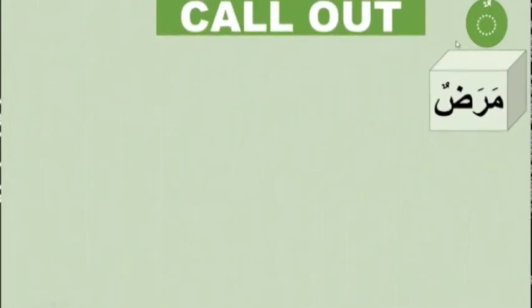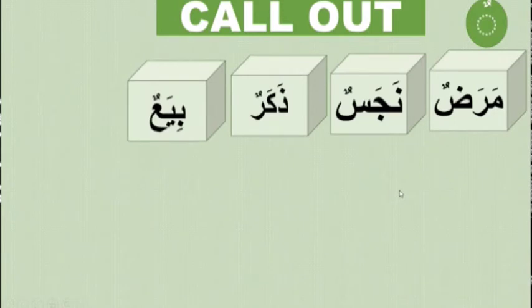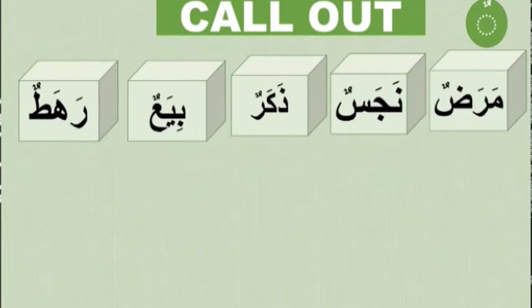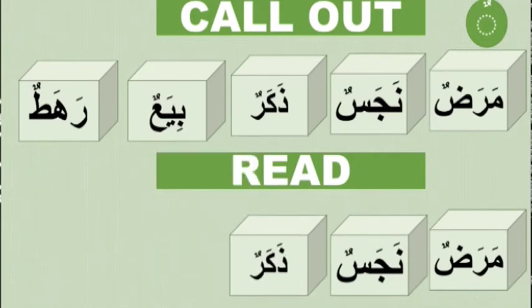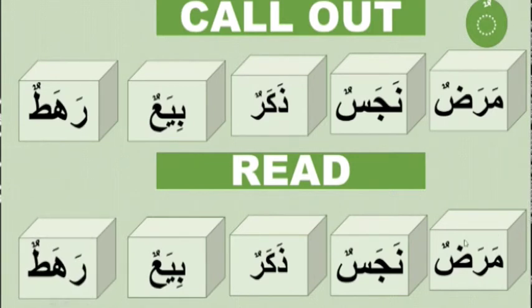The first one, call out phase, maradun, najasun, dhakarun, biya'un. Last example, rahatun. Right, reading phase, maradun, najasun, dhakarun, biya'un, rahatun. Look from the right now. Maradun, najasun, dhakarun, biya'un, rahatun.